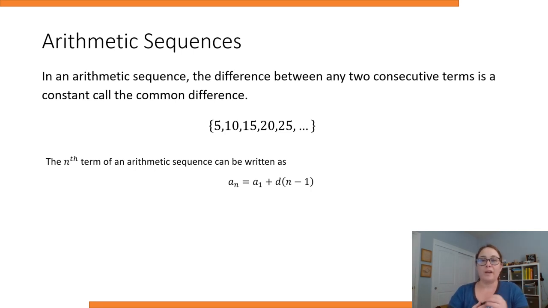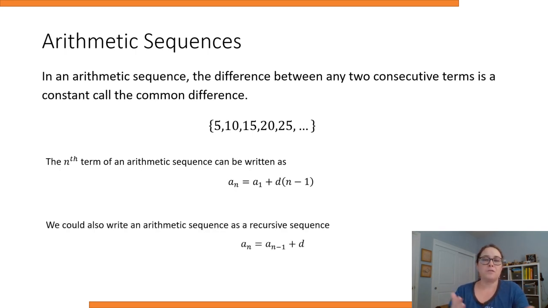Now, it's worth noting we can write this as a recursively defined sequence where you do use the previous term to find it. The nice thing about it is the formula is a little bit simpler. However, finding terms can be more difficult unless you know all the terms that come before it. So if I write it as a recursive sequence, an would equal a(n minus 1) plus d. So you're just taking the term before it and adding the common difference each time to it. So that's how an arithmetic sequence works.